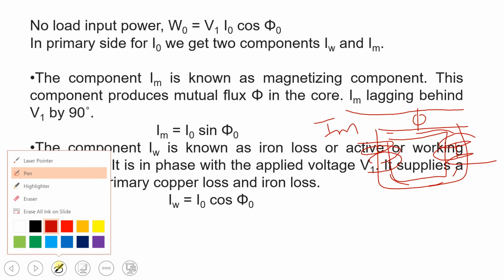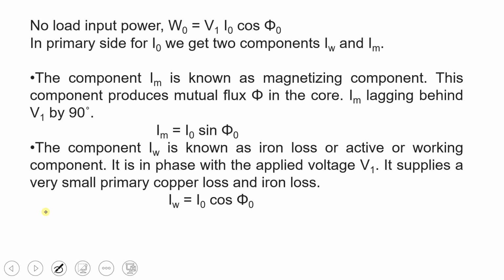The next component is IW, which is known as the active or working component. It is in phase with the applied voltage V1. It supplies the very small primary copper loss and iron loss. IW is equal to I naught cos phi. So this is for the magnetizing current and this is for the active or working current.